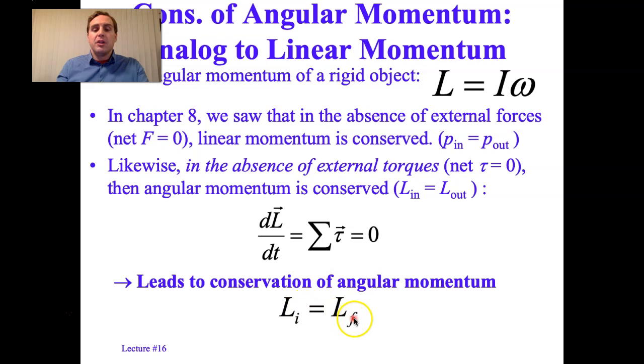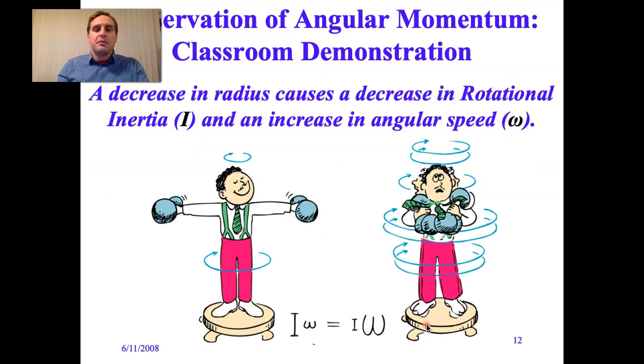So L initial equals L final. Remember, these are not lengths. These are angular momentum magnitudes. And that means I initial omega initial equals I final omega final, I being the rotational inertia, and omega being the angular velocity. So think about this. If an object suddenly changes its rotational inertia, it should change its angular velocity.